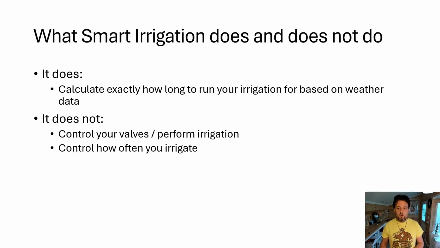Okay, so what does this integration do and not do? Well, it calculates exactly how long to run your irrigation for based on weather data. It doesn't control your valves, and it doesn't perform the irrigation for you. It doesn't control how often you want to irrigate. All of that is up to you, and that's on purpose.